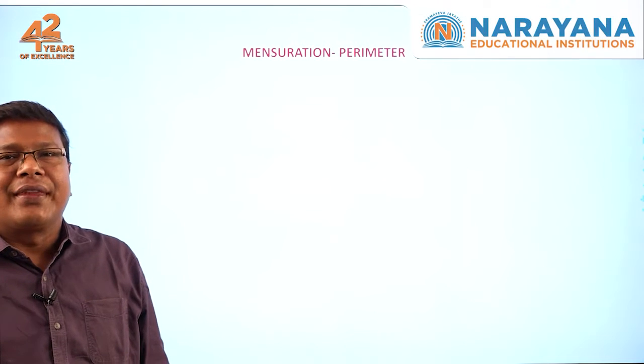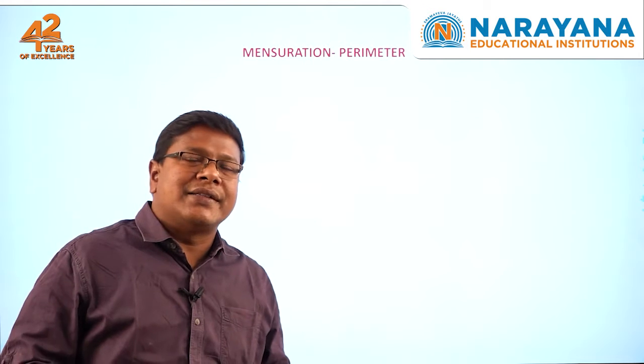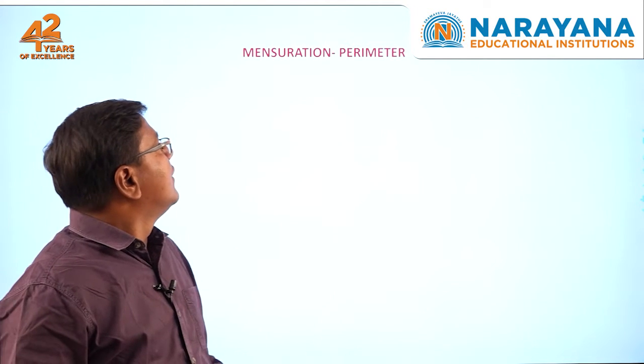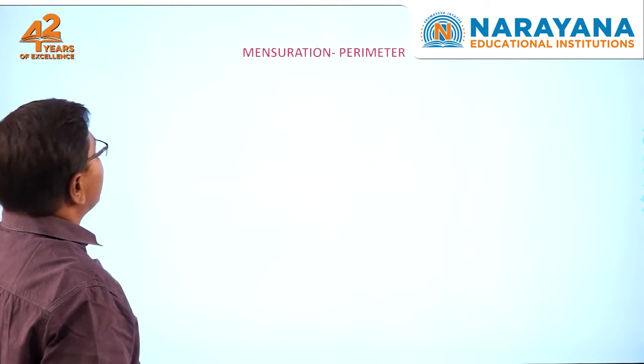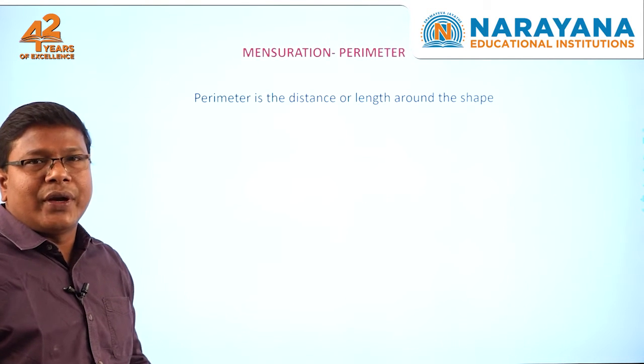Hello children, we will continue the last class where we are dealing with the perimeters and area of some geometrical shapes, right. In this we will discuss the perimeter of some geometrical shapes. So, what does it mean? What is the perimeter, right?